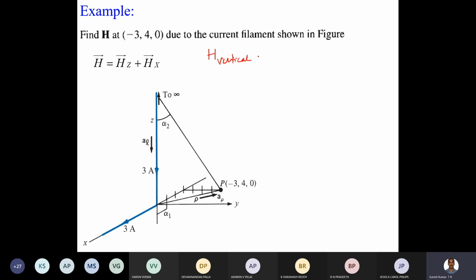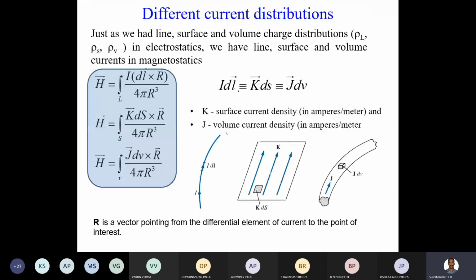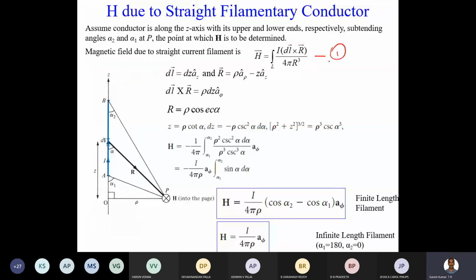This is the element carrying current in the vertical direction, along the z direction. You need to calculate it. Which formula will you use, formula 1, formula 2 or formula 3? Anyhow, we don't need to go with the general formula because it is a straight wire of finite length. So you can go with formula 2 or 3. Now the question is, will you use formula 3 or formula 2?